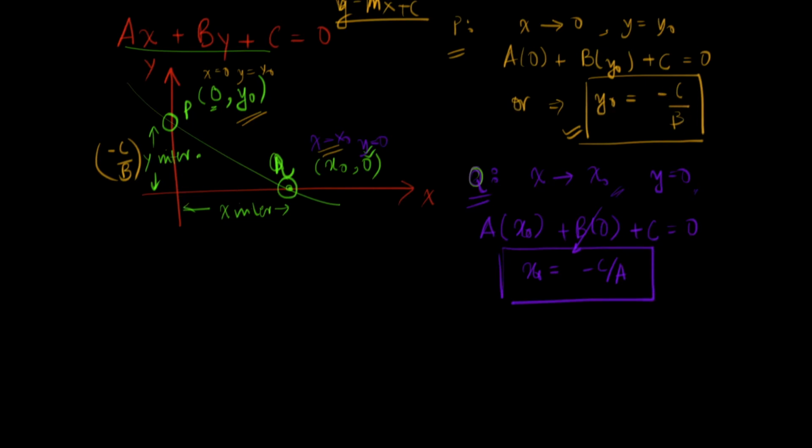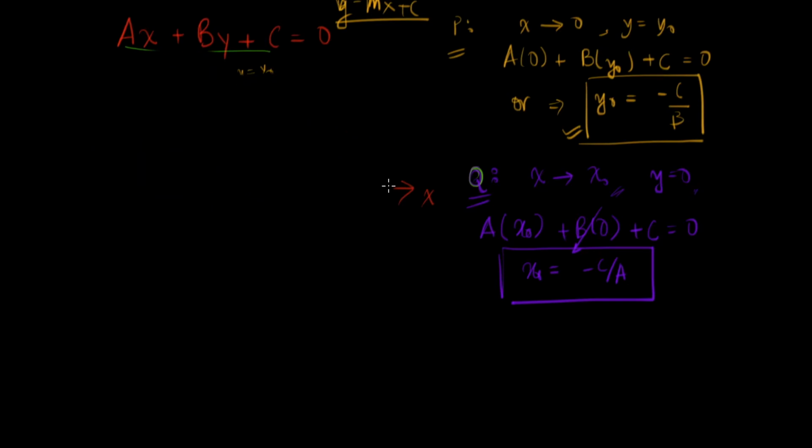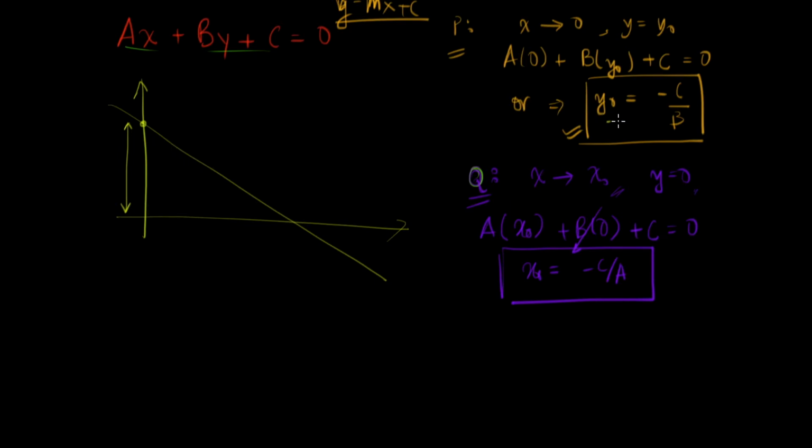So in totality, what we have found is that if this is our equation, and if this is our line, then this height here equals the value of y naught, minus c over b, and this distance rather, here turns out to be minus c over a.